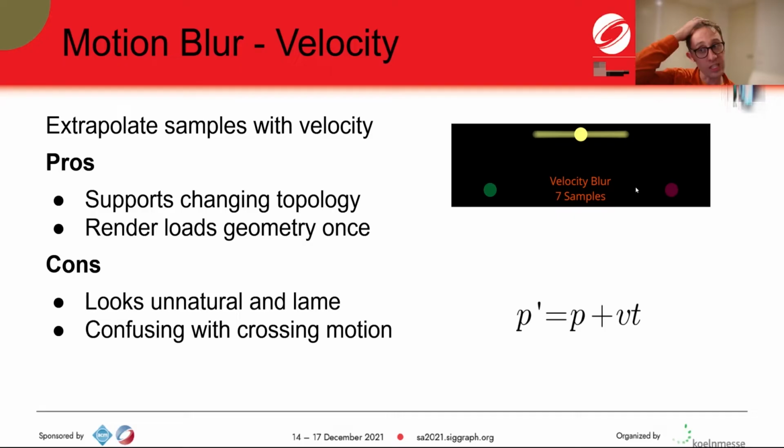Unfortunately, velocity blur doesn't really look very good a lot of the time, and it can be kind of confusing if you have multiple sources that overlap with each other. You can end up with something that's sort of like a spider web. Can't really tell where the particles came from or where they're going.